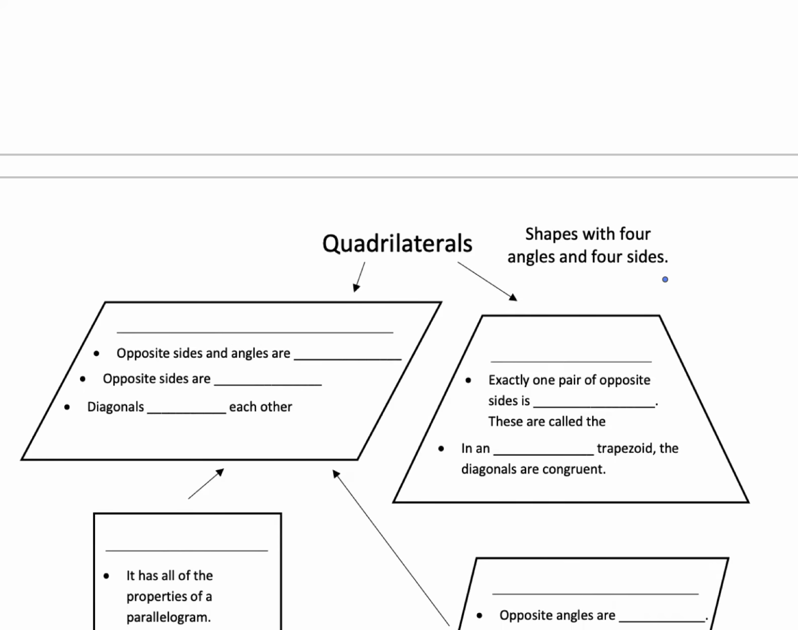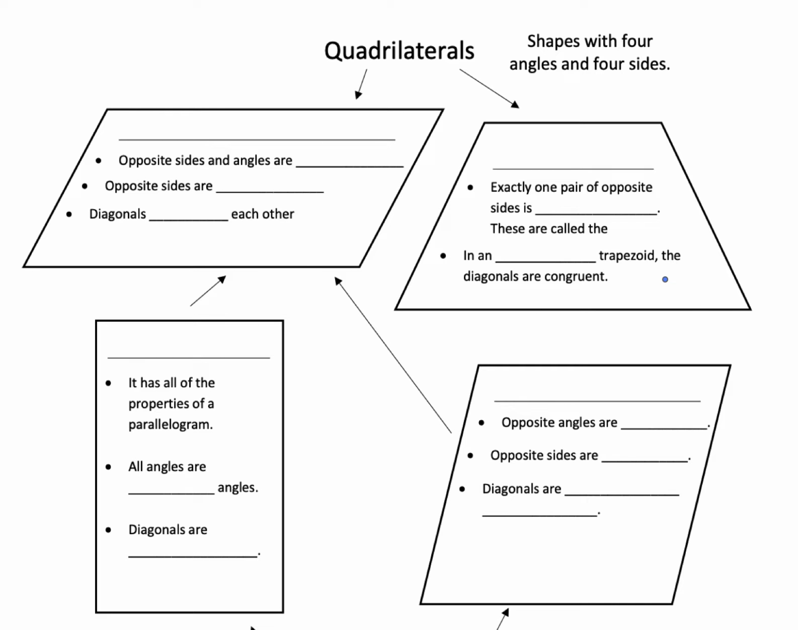Now if you go on to the next page, we have the properties of different quadrilaterals that we're going to be studying. And just a reminder that quadrilateral is just a shape with four angles and four sides, and you can remember that with that prefix quad. That always tells us we're talking about four. So the first type of quadrilateral that we have are parallelograms. And parallelograms have opposite sides and angles that are congruent. Opposite sides will be parallel, and the diagonals bisect each other.